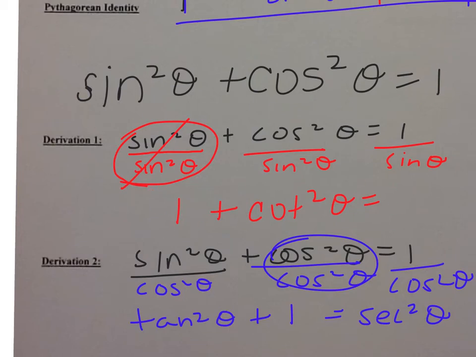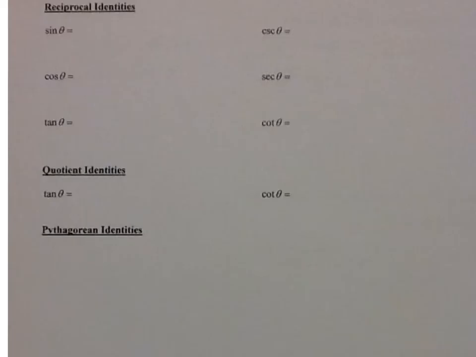And this one was cosecant. Okay, so flip it over and take a look at the back. Okay, so let's write down our identities that you have to know.